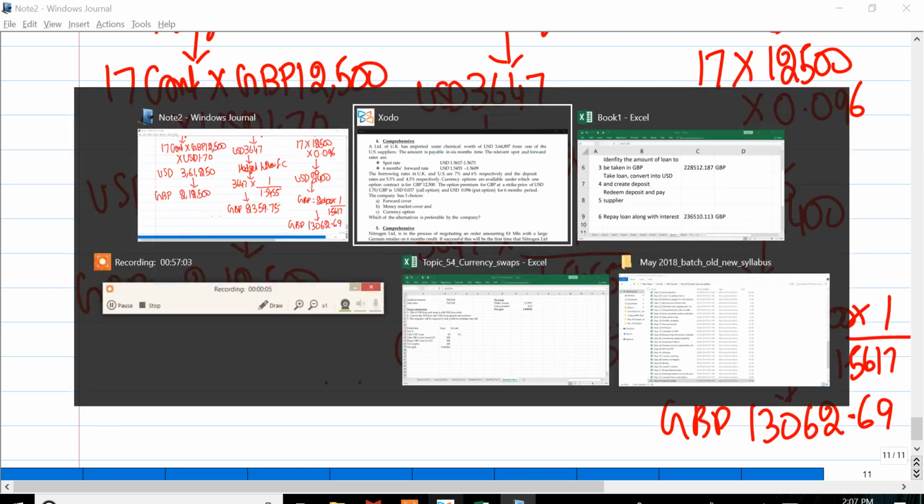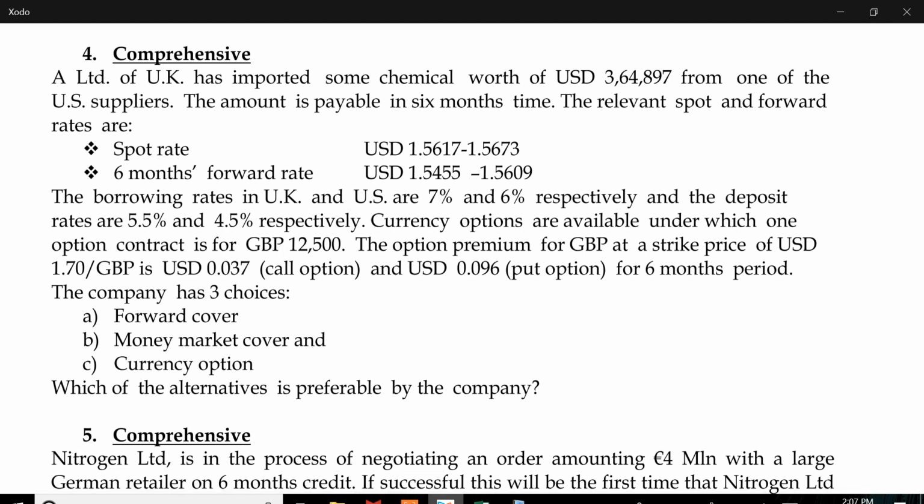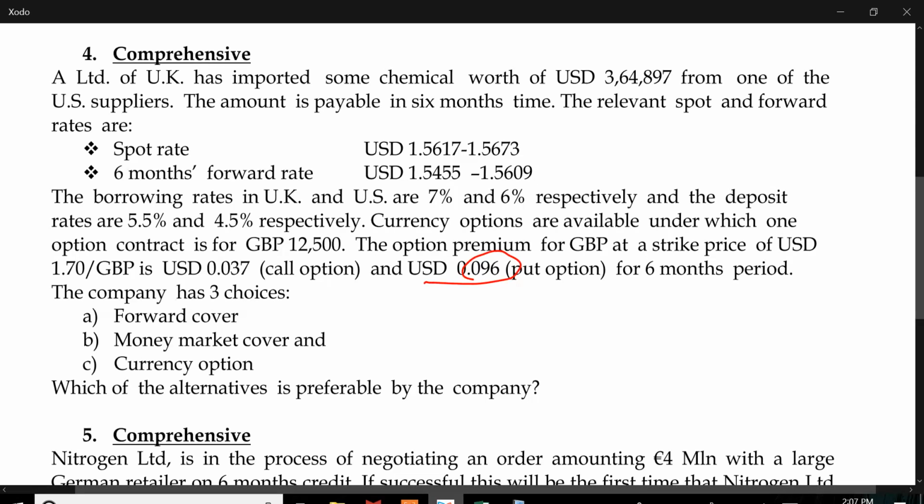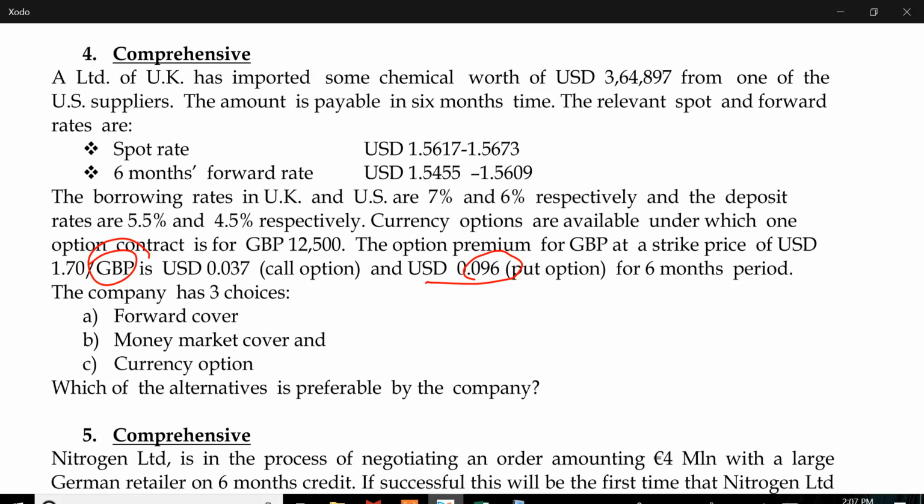No, it is not per contract. It is USD 0.096 when they say it's per GBP. That 0.096 is per GBP. If you ask what the premium is for, even when we did futures and options, there used to be a lot size. So the premium is per share into the lot size. So the premium is per GBP into the lot size. The lot size is 12,500. One contract has 12,500 GBP.